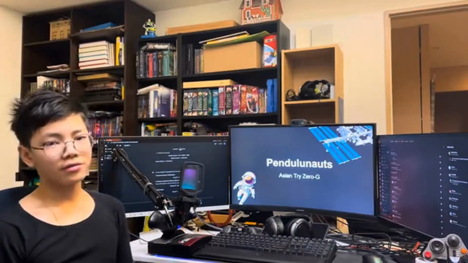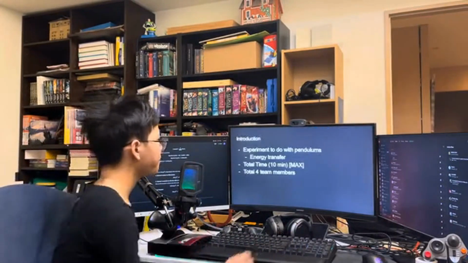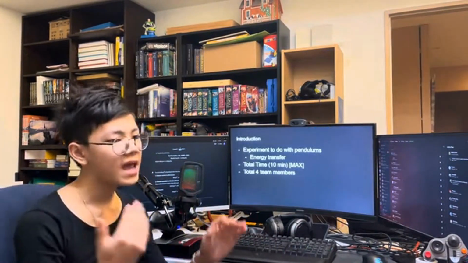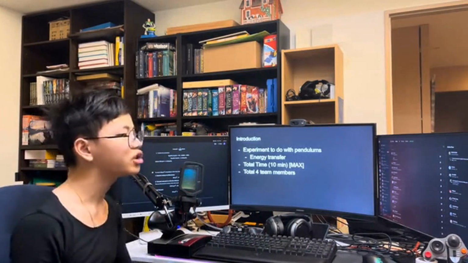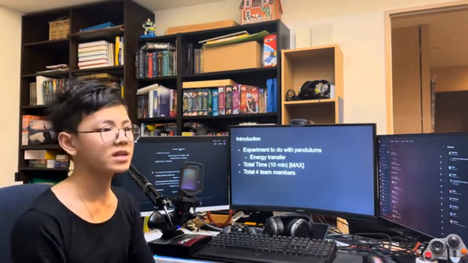Hello everyone, we're here to try out for the Asian Tri-Zero-G space competition. My team is called Pendulumnauts. Now, introduction. Our experiment has something to do with pendulums and magnets, and we're gauging the effect of energy transfer and magnetic field effect in space.